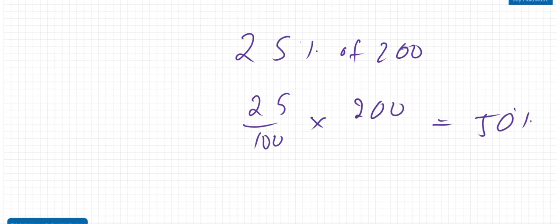The question is not asking for 25% of 200. It's asking you to write 25 as a percentage of 200. So when you see those kind of questions, think I have to write a fraction first. Write 25 over 200, then times it by 100 to get the percentage.